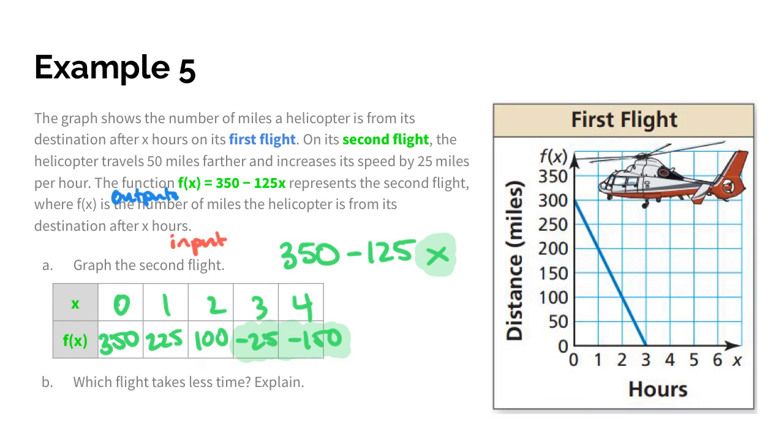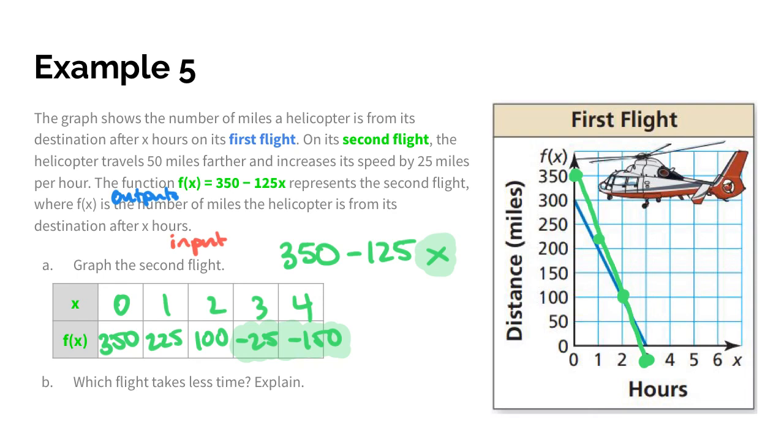So I'm going to plot these on my graph. There are 3 points that I can explicitly show. I have 0, 350. I have 1 and 225, which would be here. I have 2 and 100. And then 3 would be at negative 25, which would be somewhere below my graph. So I know then that when I connect these dots with this line, boom, you see that.